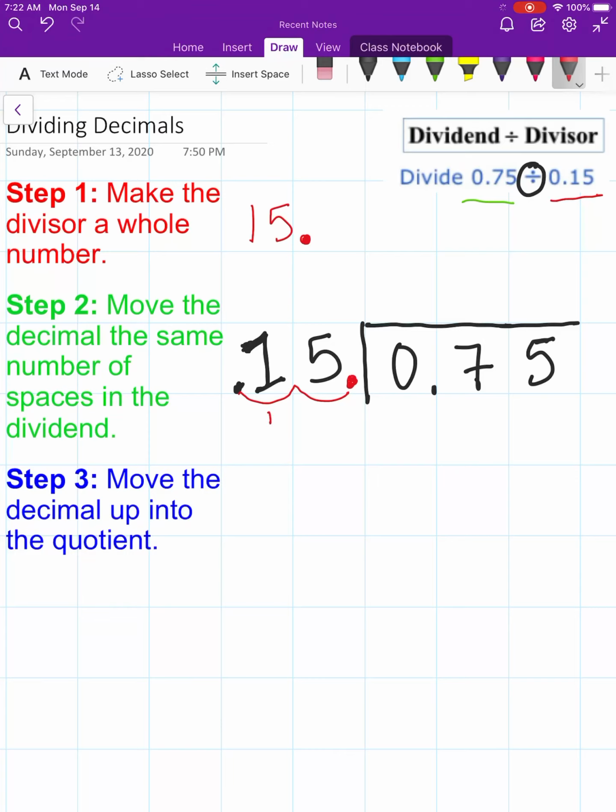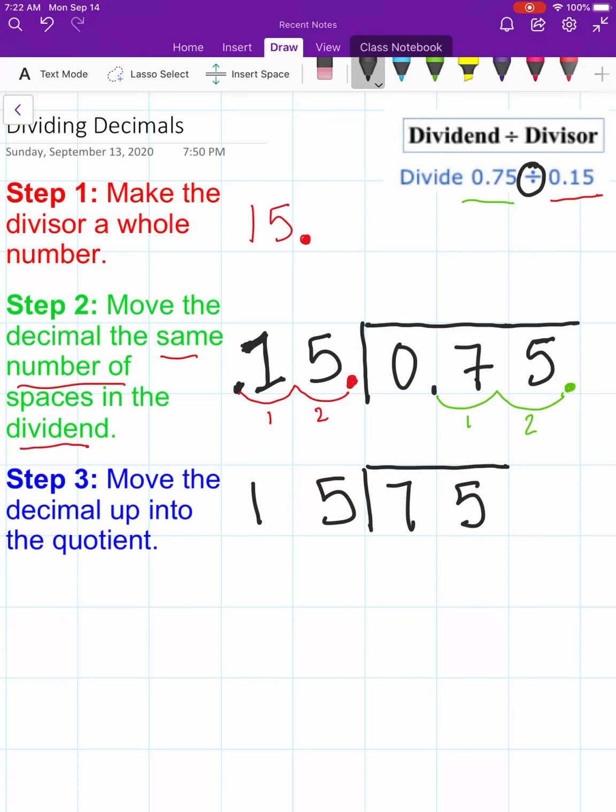If I move it 2 spots to the right on the divisor, I need to move the same number of spaces in the dividend, meaning the inside number. So if I do 2 spots on the outside, in the divisor, I need to move it 2 spots on the inside, on the dividend. Now I'm going to rewrite it as 75 divided by 15 and bring up my decimal.